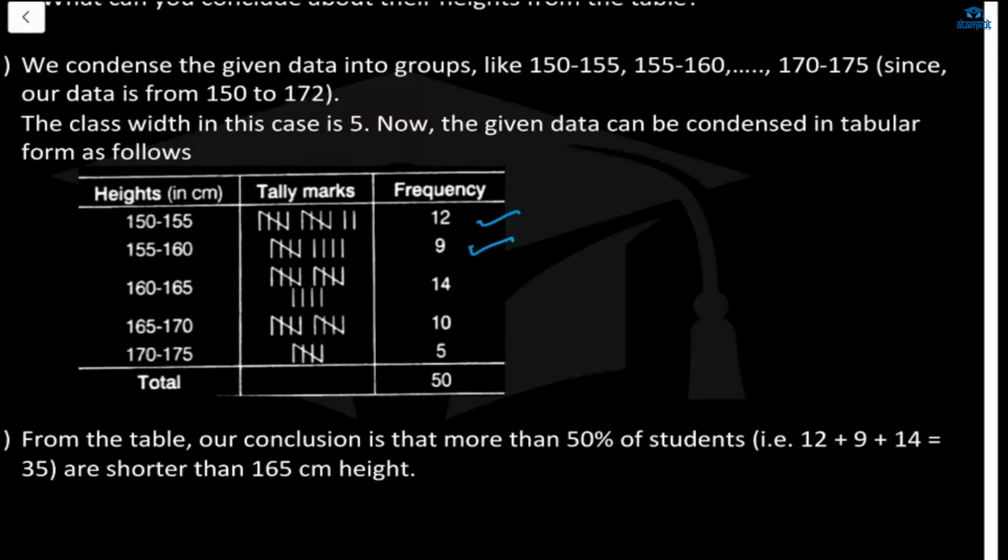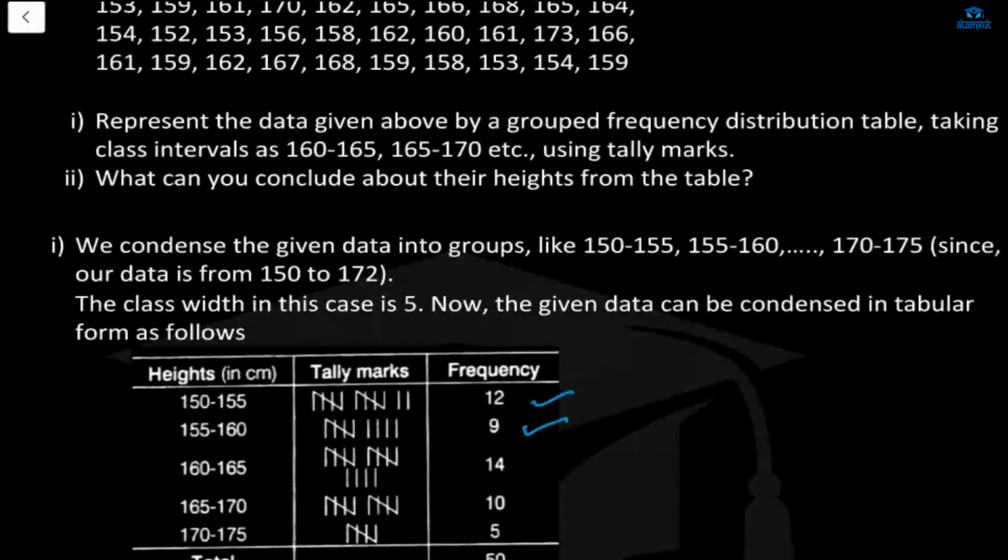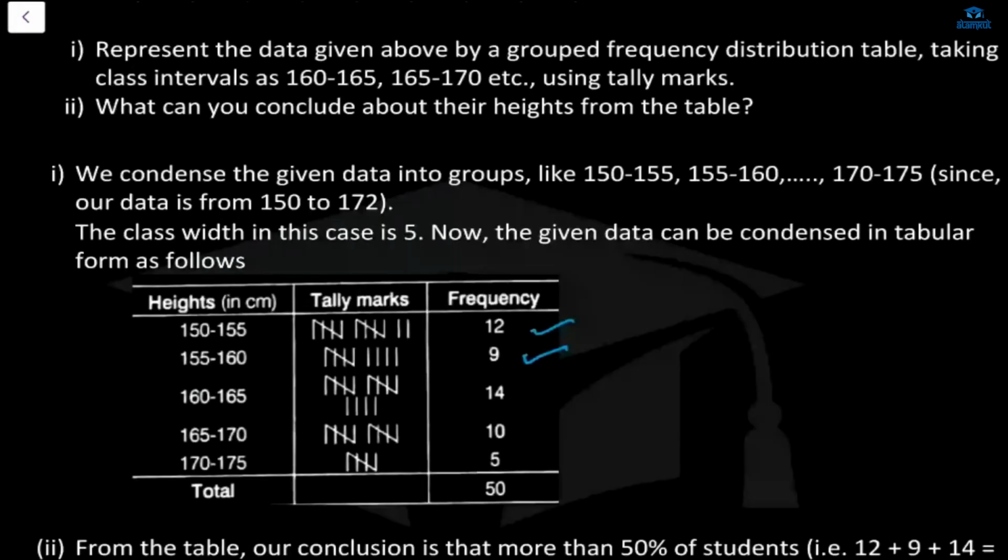No, ma'am, no doubts. Now the second question was: what can you conclude about the heights from the table? See question number two. Ma'am, I can conclude that most of the children are between 160 to 165 centimeters. And like 162?